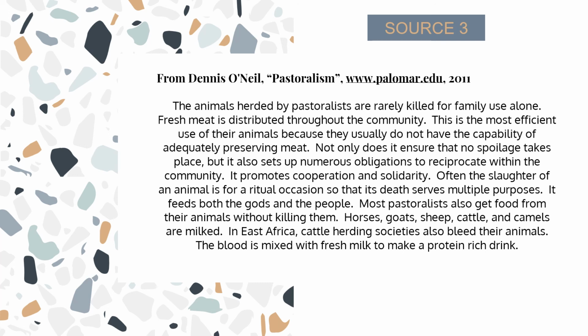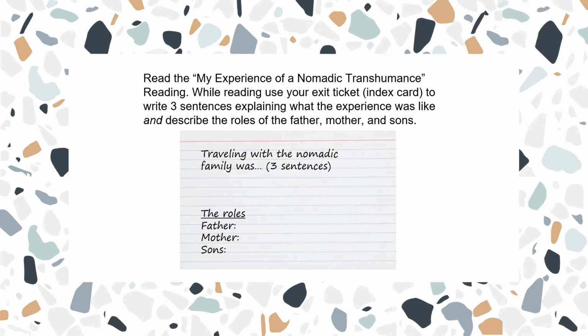So looking at source 3, which again, it's on your worksheet if it's easier for you to look there, there are 2 more questions that I want you to answer. Why don't pastoral families, pastoral, that's spelled wrong on there, normally kill animals for family use alone? Give 3 reasons. And what other purpose does an animal slaughter serve? Okay. Answer those questions, and then when you are done, the other worksheet that is linked in your Canvas page is a reading.